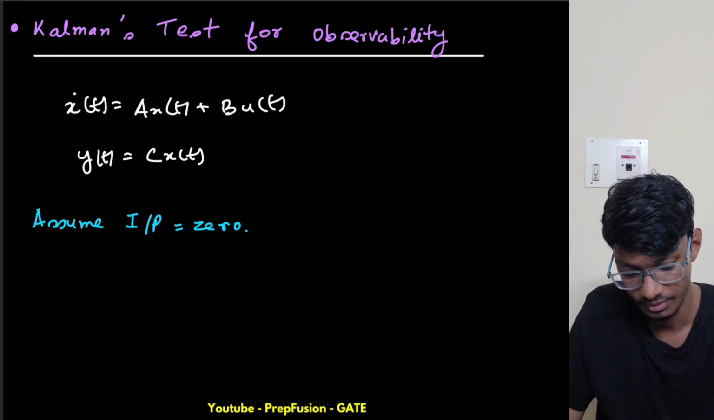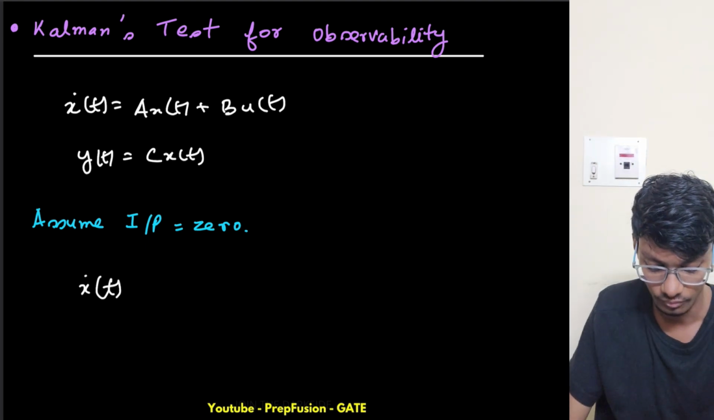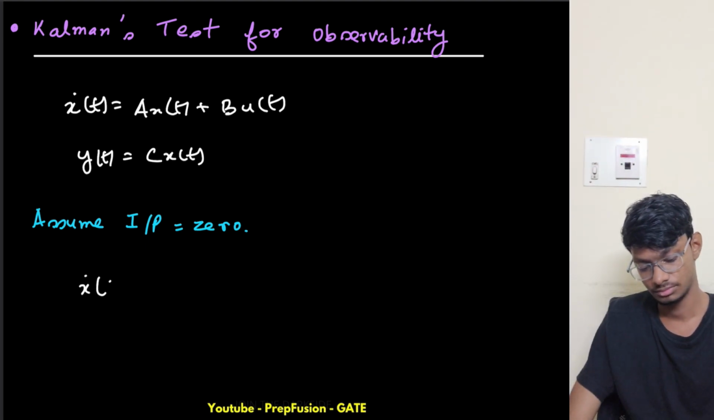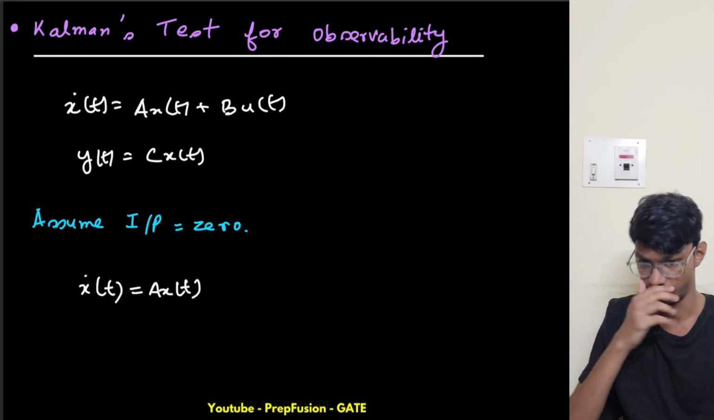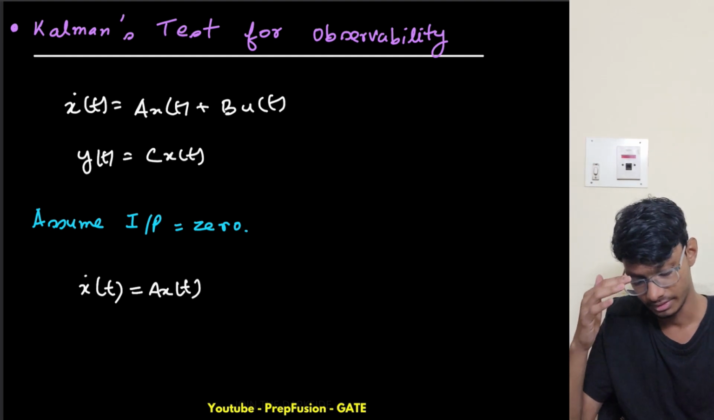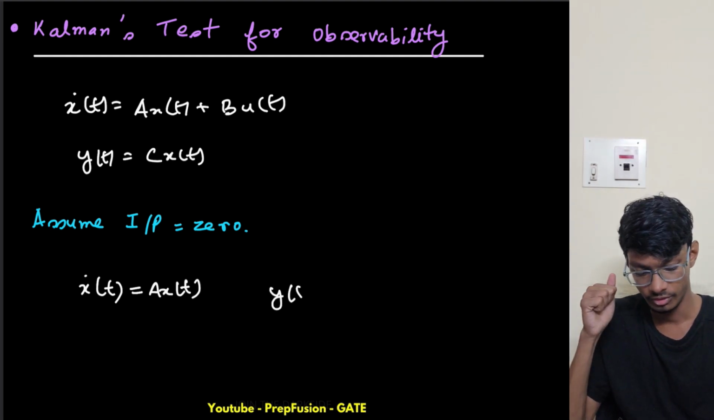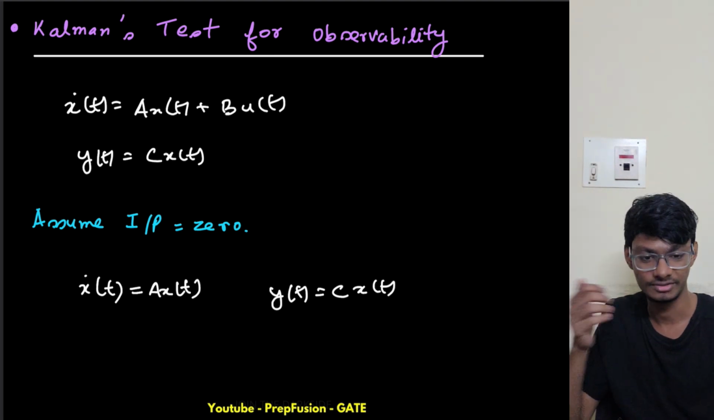Okay, if my input is 0, then x dot of t equals A x of t, right? If x dot of t equals A x of t, then I find the zero input response, and my y of t becomes C x of t. There is no input, and anyway the D matrix was 0.